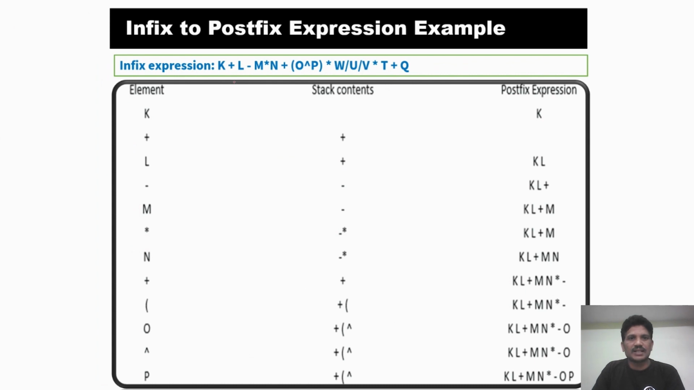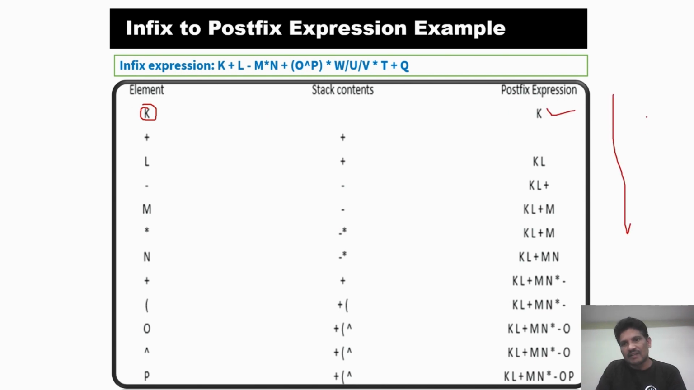This infix expression has been given as an input. How do we convert it into postfix using the stack and these rules? First, we scan the expression from left to right. We check whether each symbol is an operator, operand or parenthesis. K is an operand, so we simply add it to the postfix expression.